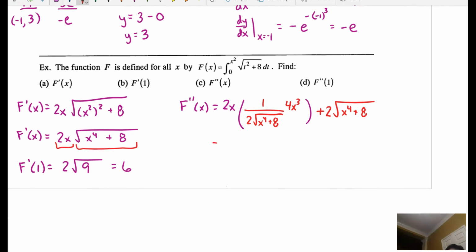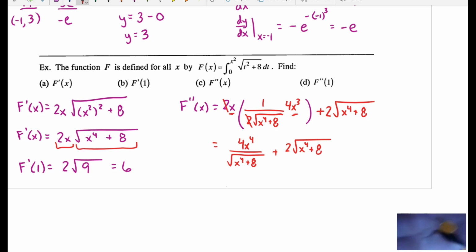And then if we do just a little simplifying here, this 2 and this 2 divide out, x and x cubed, they're going to make x to the fourth, so 4x to the fourth over the square root of x to the fourth plus 8 plus 2 square roots of x to the fourth plus 8. And we could probably even do some more simplifying by getting a common denominator, but how far we go just depends on whether this is a multiple choice or a free response problem.